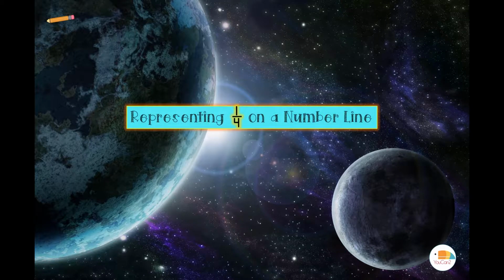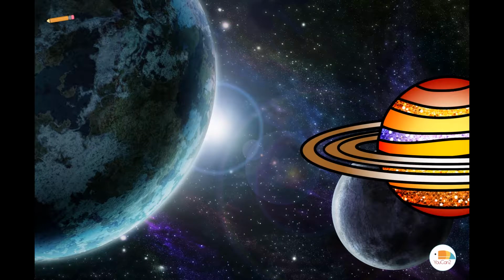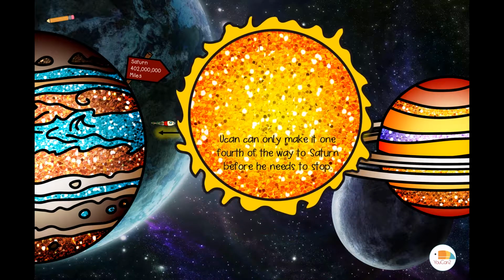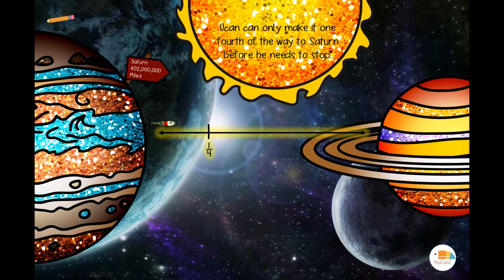Okay, Ucan. Let's check out the itinerary again. This time, you're leaving Jupiter, and you're headed for Saturn, another very big planet. And wow, Saturn is 402 million miles away. You're only going to be able to make it 1/4 of the distance before you need to stop for some fuel. How many more times are you going to have to stop?